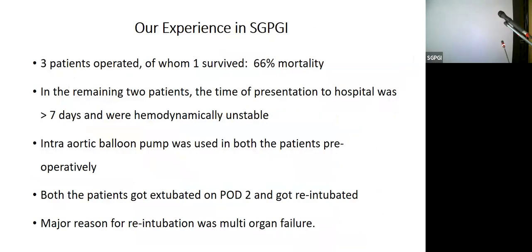Now, our experience in emergency cases of VSR: we had 3 patients, out of which 1 survived. Of course, the 2 who didn't make it were not in that window of optimization. They presented a little late with multi-organ failure. Even after surgery, we could extubate them on post-op day 2, but as multi-organ failure was setting in, we had to re-intubate and we lost the patient.